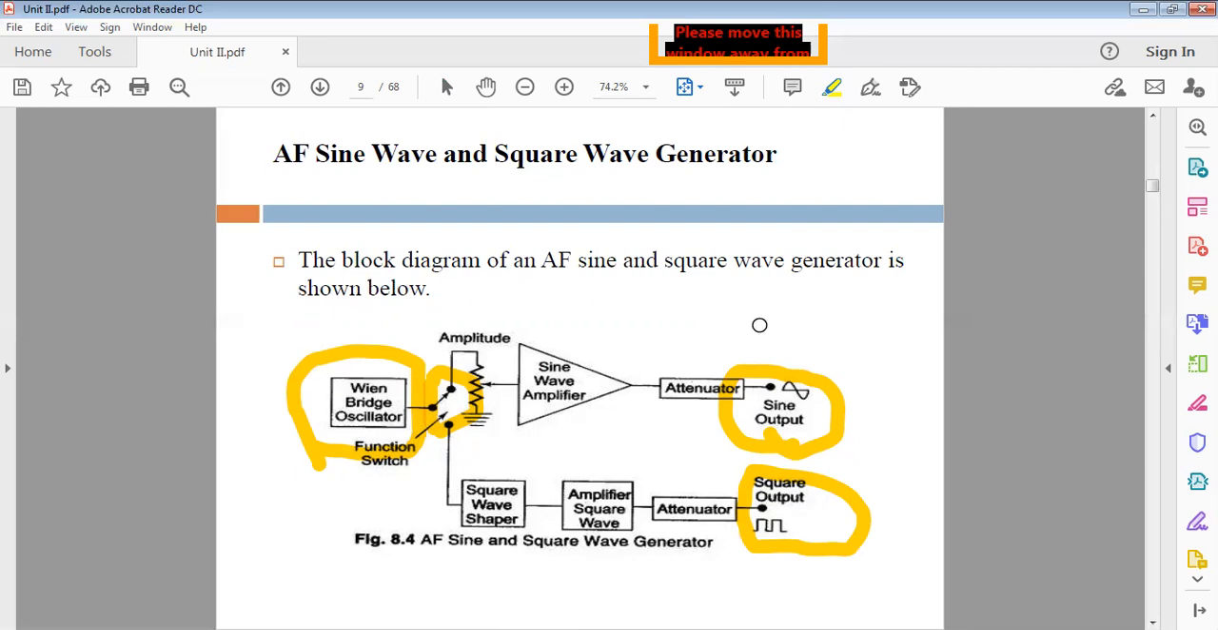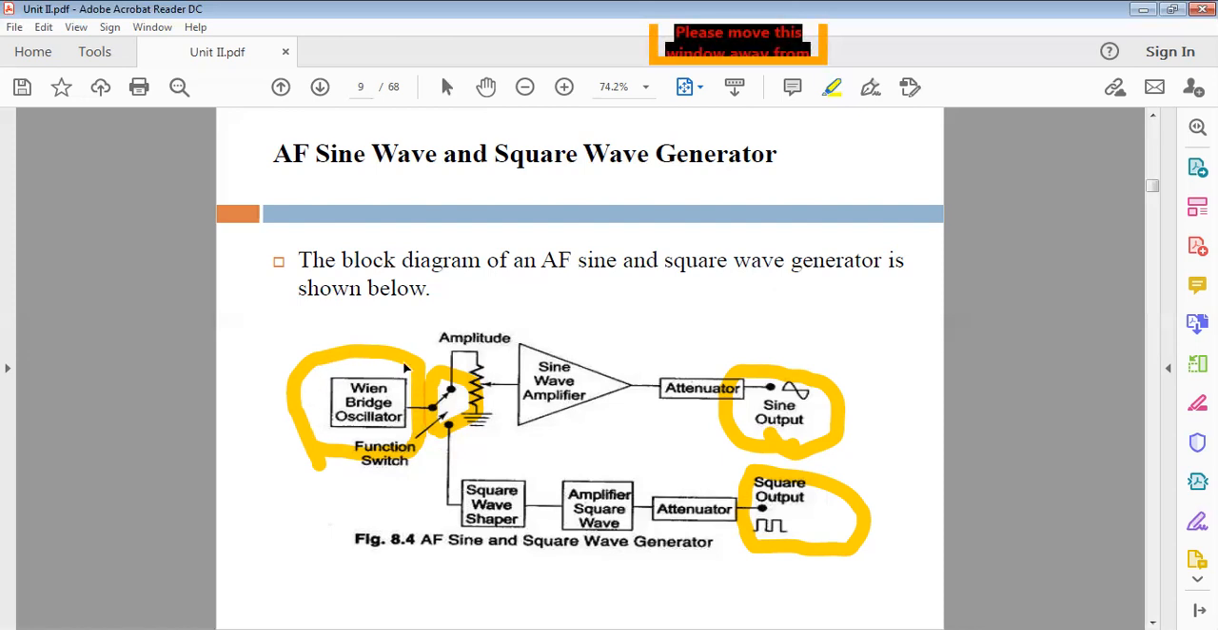So this is the block diagram of an AF sine wave and square wave generator. In this we are using a Wien-Bridge oscillator as it is suitable for the audio frequency range. And by changing the value of the capacitance, we can vary the range of the frequencies, and we can also vary the frequency range by changing the values of the resistors.